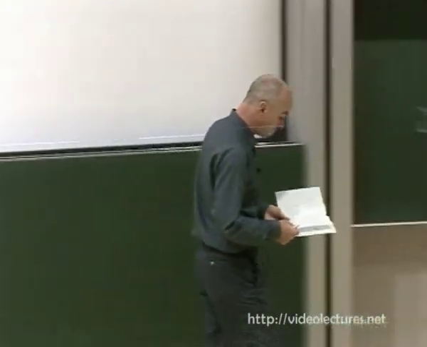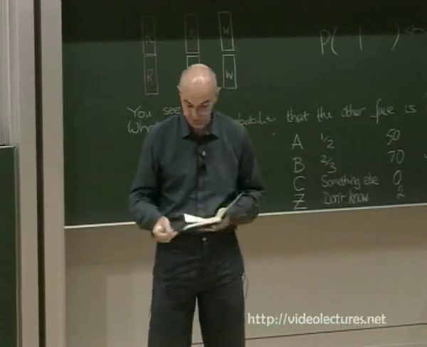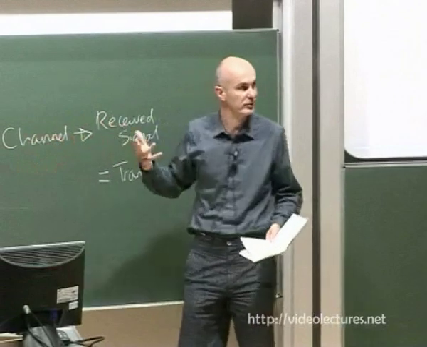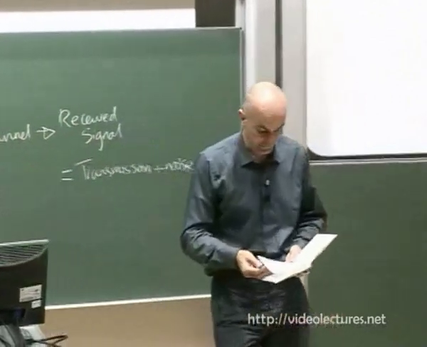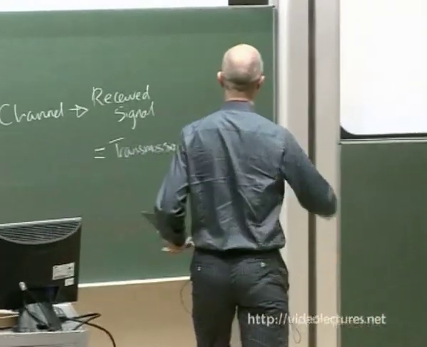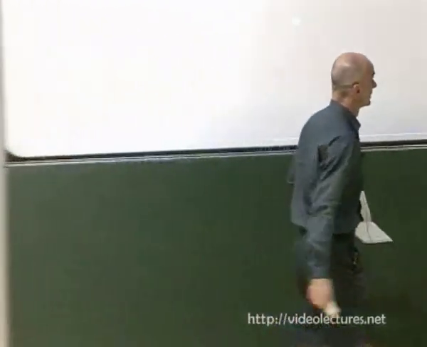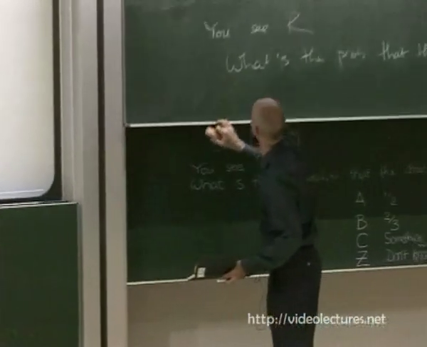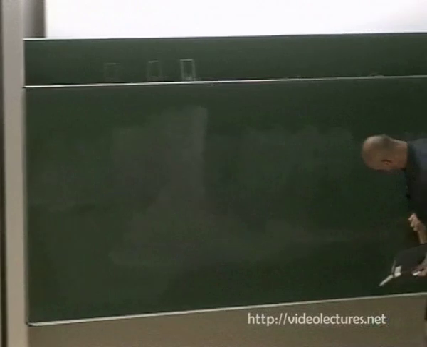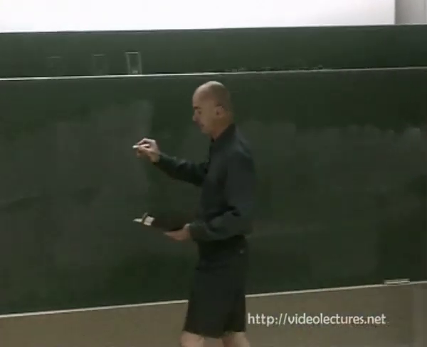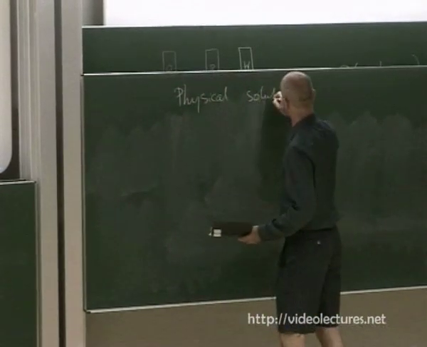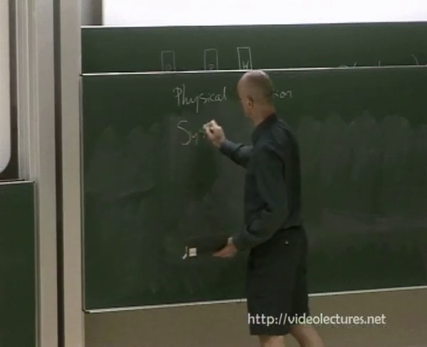Okay, so what we would like is reliable communication. We'd really like to have a channel where what comes out is what was transmitted, because that's almost always what we're really wanting to pay for. We'd like received signal to equal transmitted. So what are some solutions for this problem? Well, solutions can be divided into two classes. We can have physical solutions and system solutions.